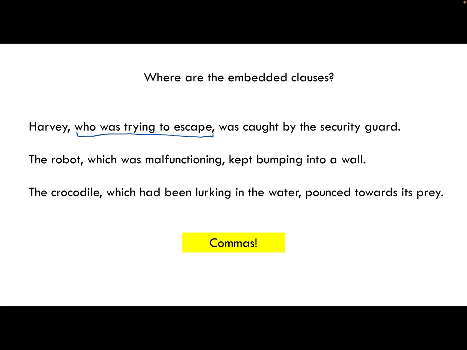Harvey was caught by the security guard. That is a main clause. Got one verb. That's who we're talking about, Harvey. This embedded clause, embedded subordinate clause, is giving more information about Harvey. The robot, which was malfunctioning, kept bumping into a wall. The crocodile, which had been lurking in the water, pounced towards its prey. Well done if you spotted all three of those.